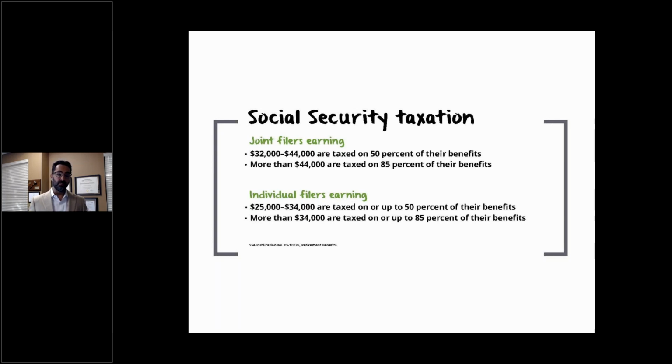So it becomes important in retirement to start taking a look at not only your assets, but asset location, so where your assets are located.